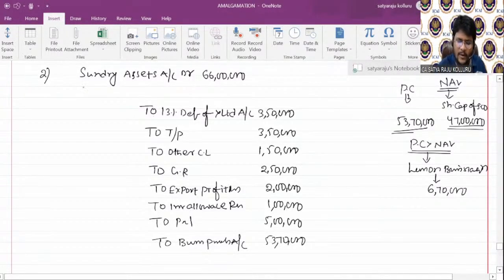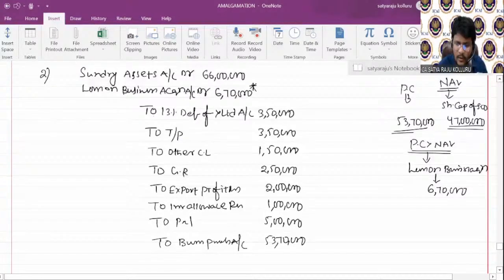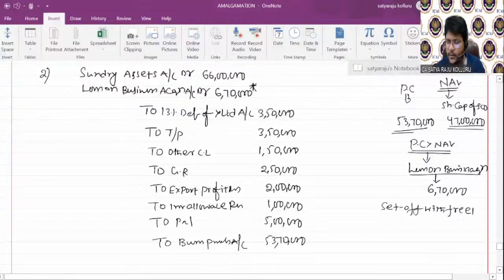So loss having the debit balance, which is loss on business acquisition. Concentrate. How much? 6 lakh 70,000. Now, as per the provisions of Accounting Standard 14, in case of merger, if you derive a loss on acquisition of business, such a loss you can set off with free reserves after business takeover.